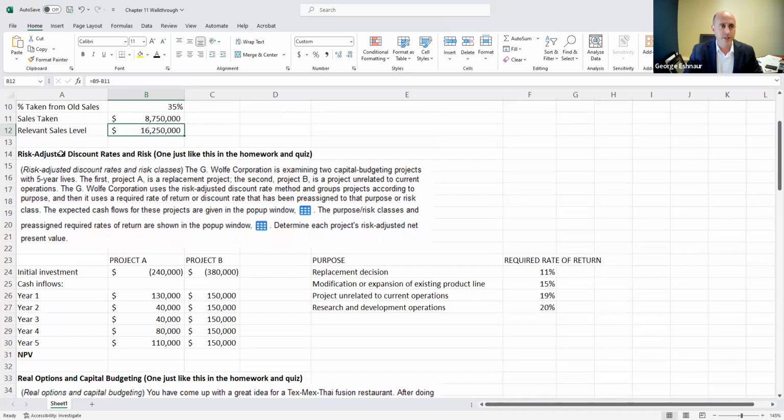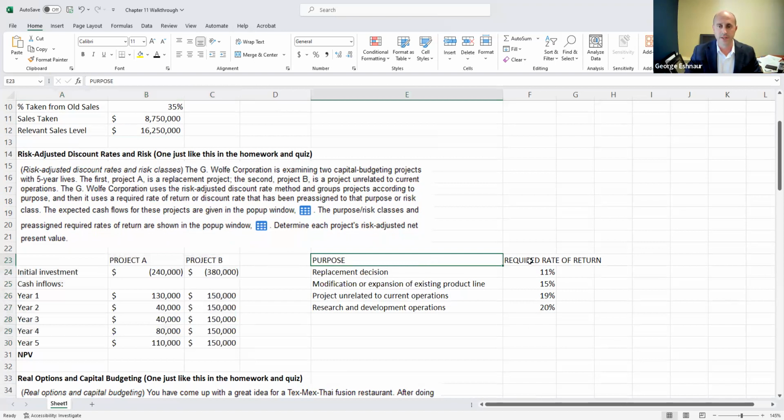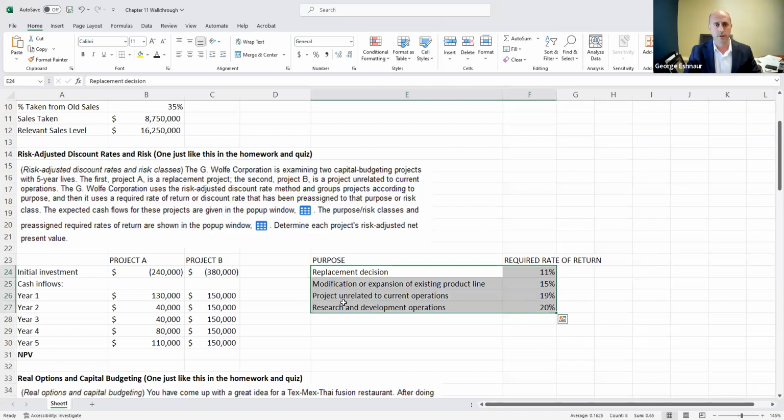The next one is risk-adjusted discount rates. I found one like this in the homework and the quiz. What I did with the first pop-up window is this right here. I just copied it. When I clicked on that, there's an option to copy. I copied it there. This one is this piece here. Now I want to be clear. There are 4 rates of return here, but only 2 of them matter, and we have to figure that out in the question.